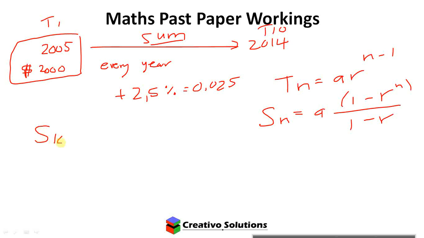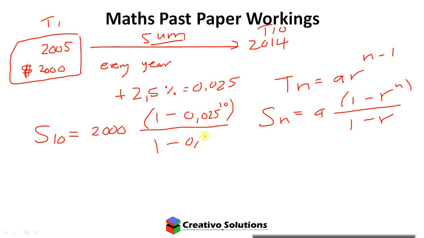Okay, so S10 equals a. What is the first term? 2000. I'm using the formula. Multiply that by 1 minus r. What is r? 0.025 to the power 10 terms, over 1 minus 0.025. Okay, plug that into the calculator and let's see what you get.